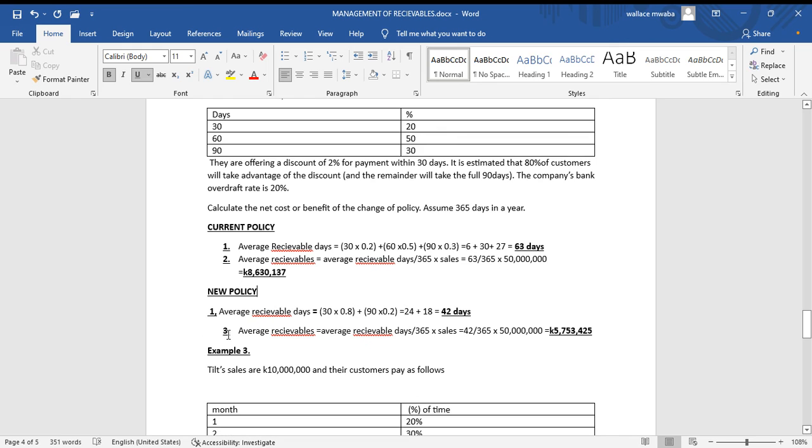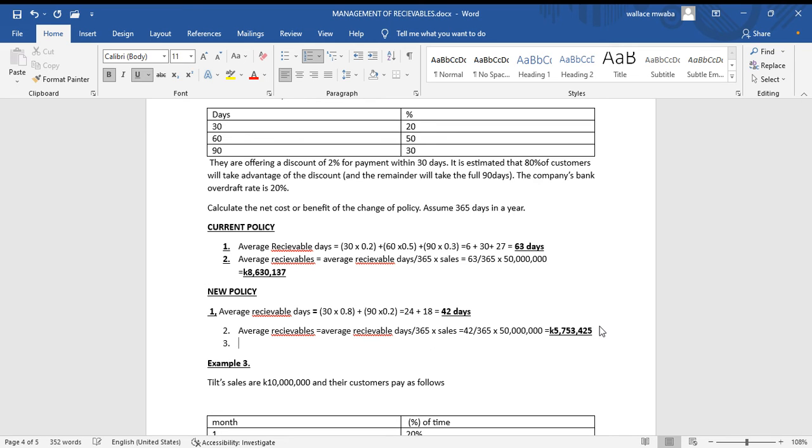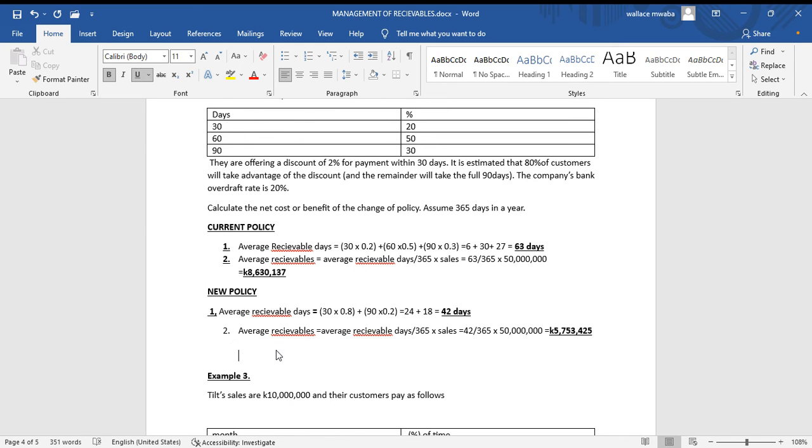All right. So once we offer this discount, as stated earlier on, we won't need to pay the overdraft that we are currently paying, okay? So what we're going to do is calculate our interest savings. We subtract, we find out our fall in receivables before we get our interest savings.